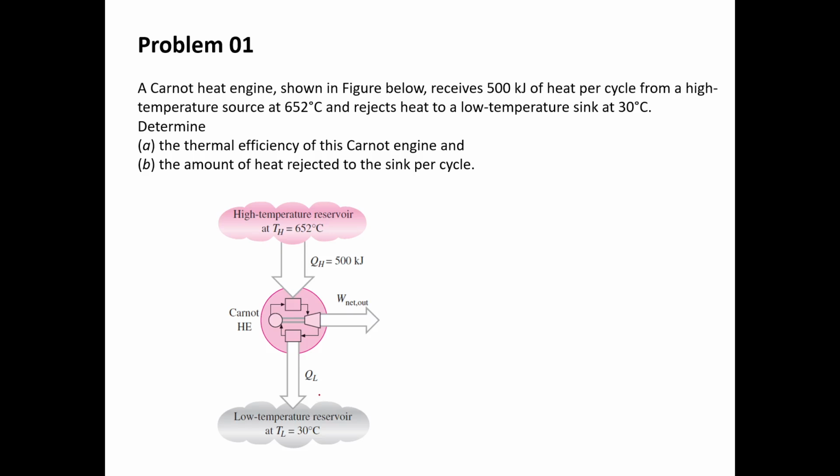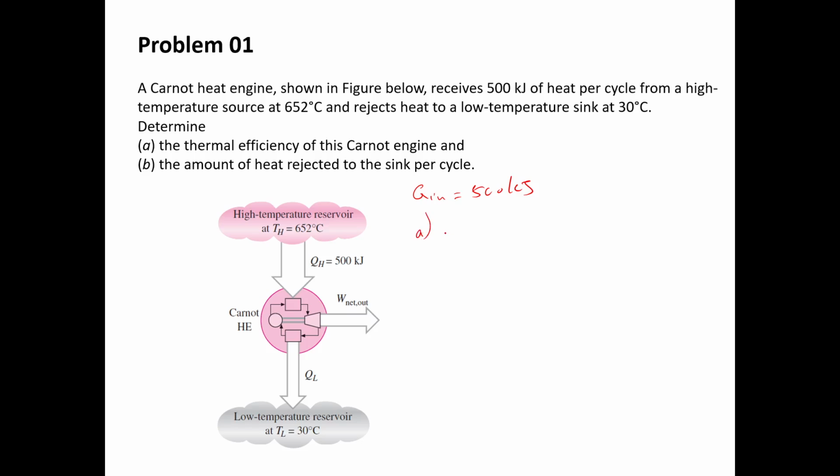A Carnot heat engine shown in the figure below receives 500 kilojoules of heat per cycle, that means Q in equals 500 kilojoules, from a high temperature source at 652 Celsius and rejects heat to a low temperature sink at 30 Celsius. Determine the thermal efficiency of this Carnot engine. Okay, so let's start with A.